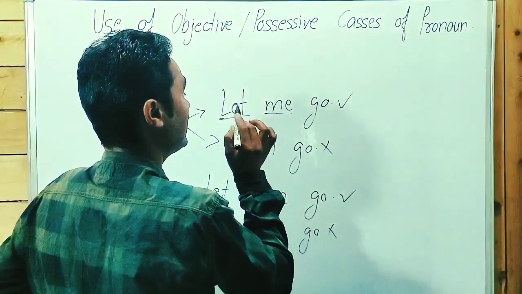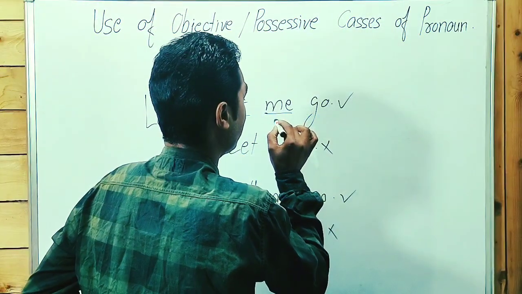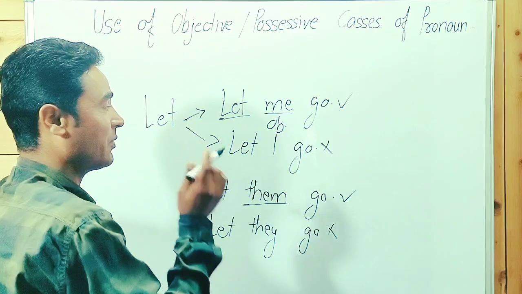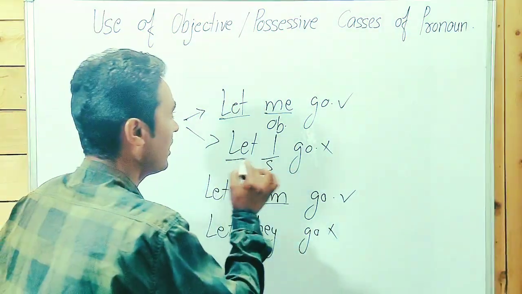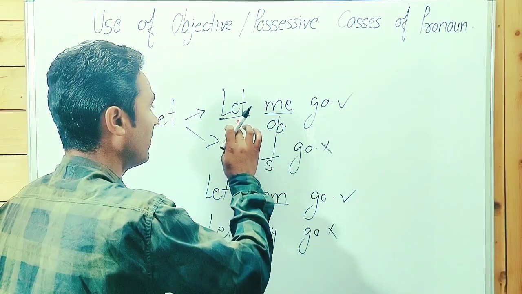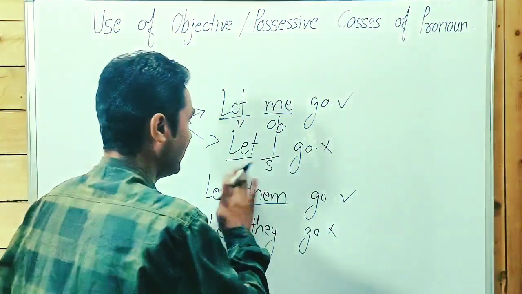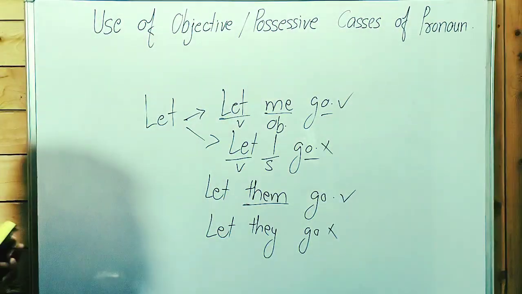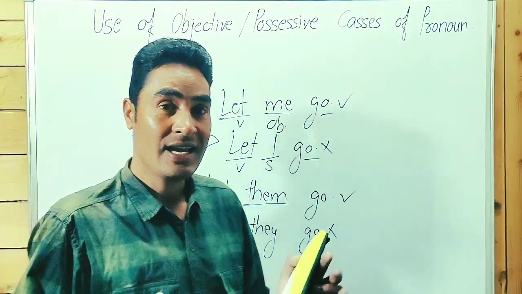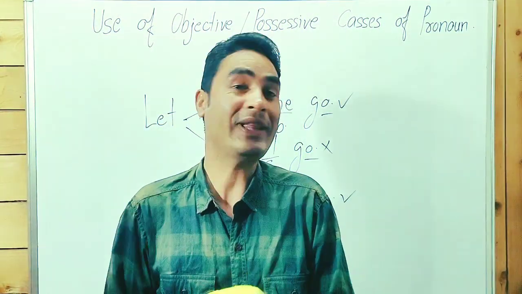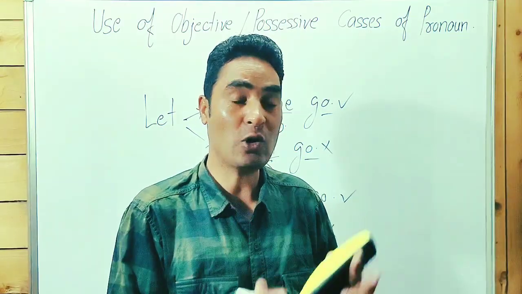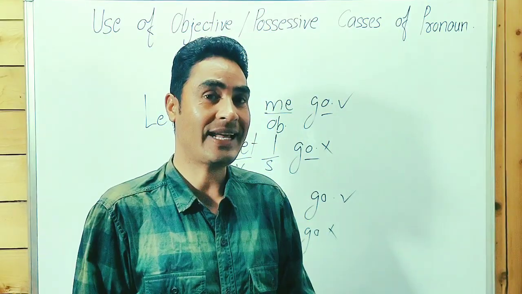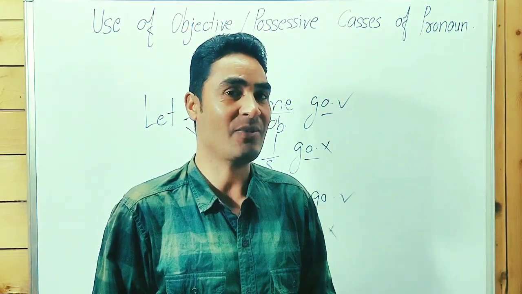Here, let is a verb, and after that comes the objective case of personal pronoun. I is the subjective case of pronoun. Let is a verb over here, and go is also a verb. Let me go, let me do this, let them speak, let them sing. Let her do that work, not let she. We don't say let she do that work. We say let her do that work. Her is the objective case of personal pronoun.